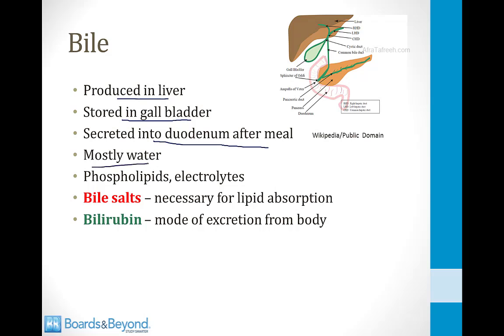It's made up mostly of water, but it also contains some phospholipids and electrolytes. And from a physiology point of view, the two most important components of bile are the bile salts, which help to absorb lipids, and bilirubin, and that's because bile is the main mechanism by which bilirubin is excreted from the body. I'll talk about bilirubin in a separate module. In this module today, I'm going to focus on bile in general and the bile salts.